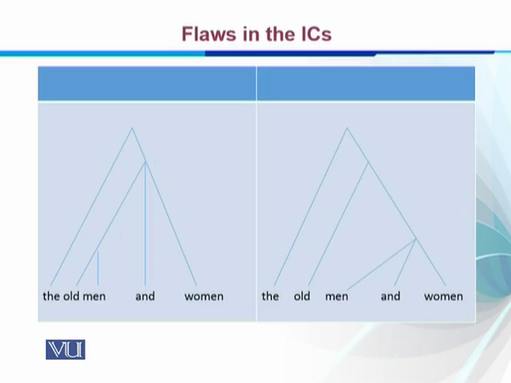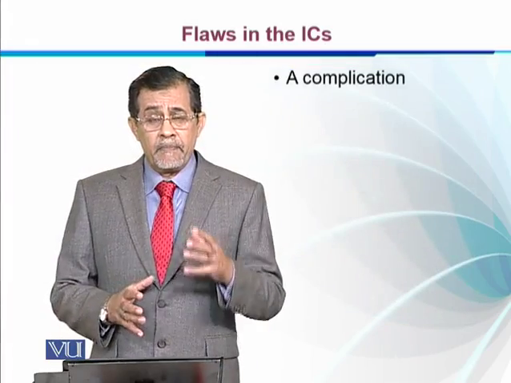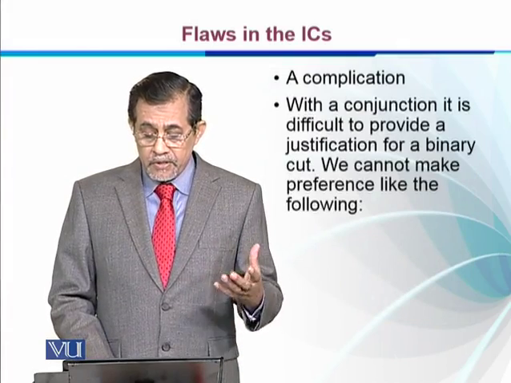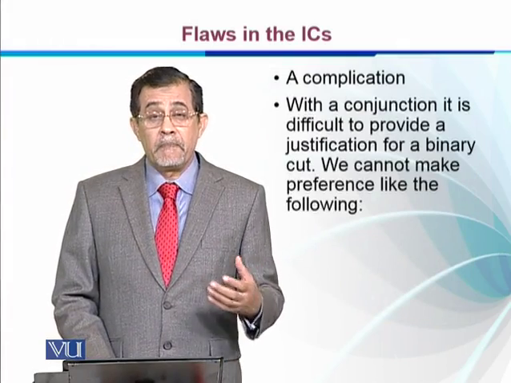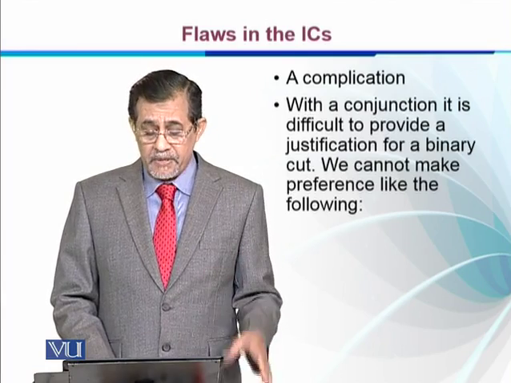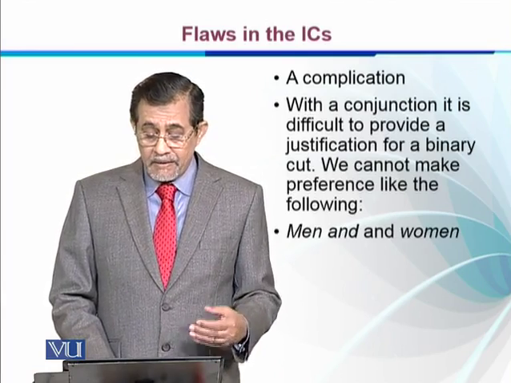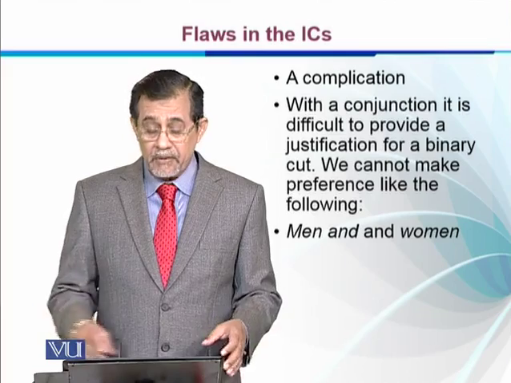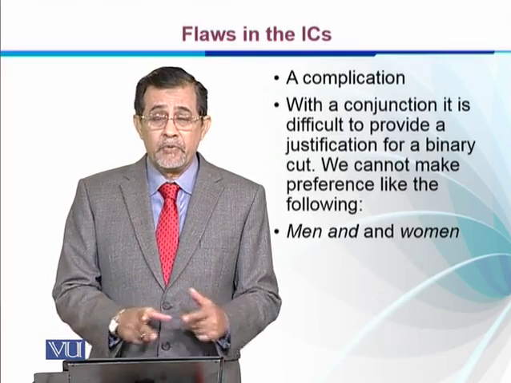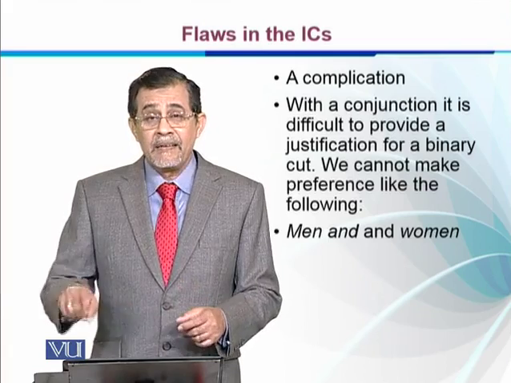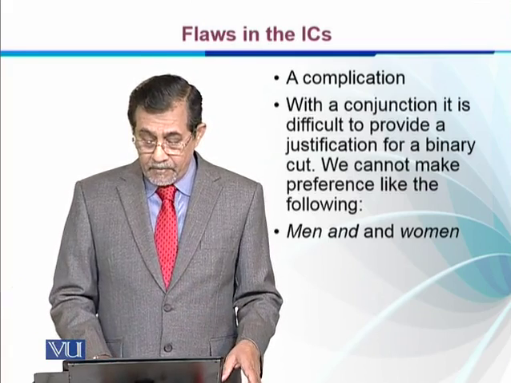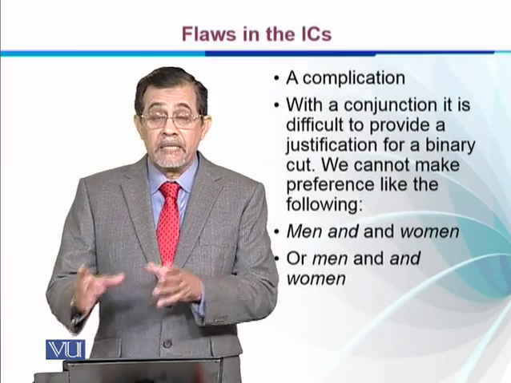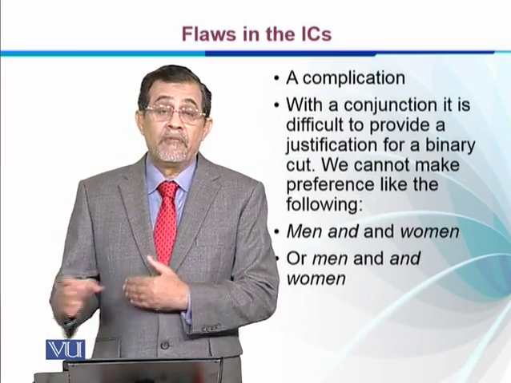Sometimes the cuts are not very helpful. So we come across a complication here. With the conjunction, it is difficult to provide a justification for a binary cut. We cannot make a preference like the following: "men and women." You can understand the breaking I am doing: it is between "men" and "women," or "men and" and "women," meaning that "and" goes with "men" or with "women."